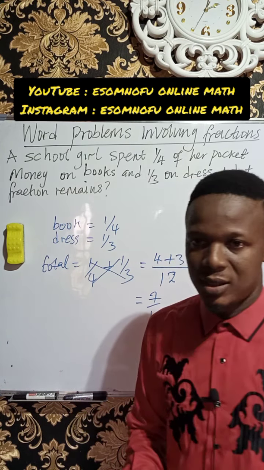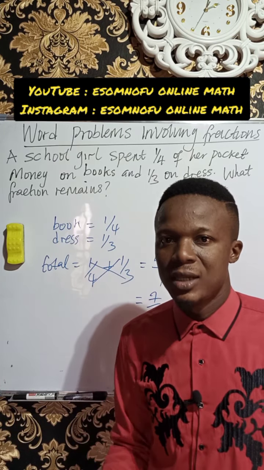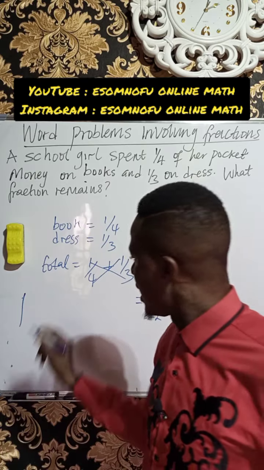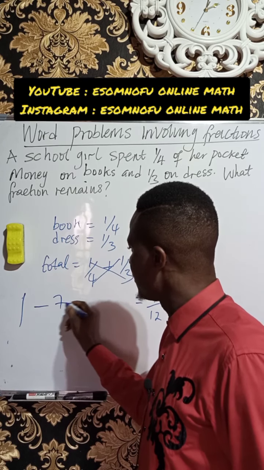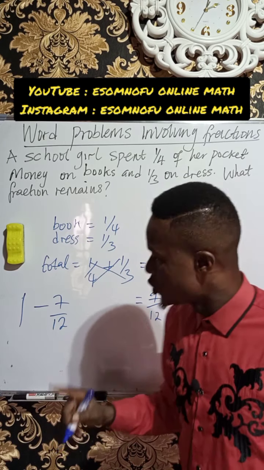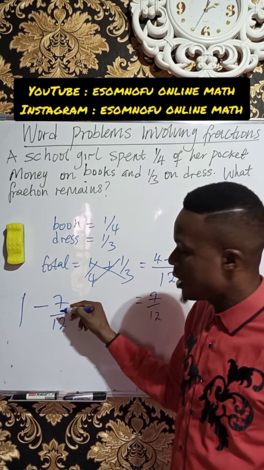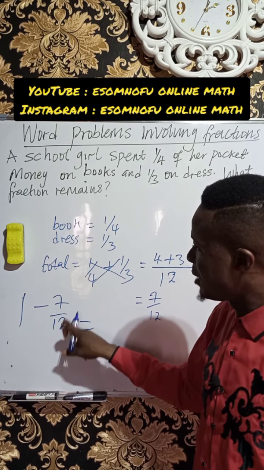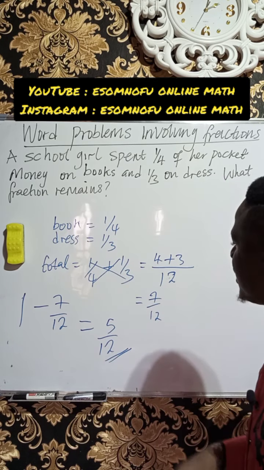So if you want to know the fraction that is left, assume that the pocket money is a whole money, one complete money. It is complete initially before she starts the expenses. So the original value is 1 and she has spent 7/12. The remainder will be 1 minus 7/12. Whenever you want to remove a fraction from a whole number, don't stress yourself. Just say 12 minus 7, you get 5 out of 12, and this is the fraction that remains.